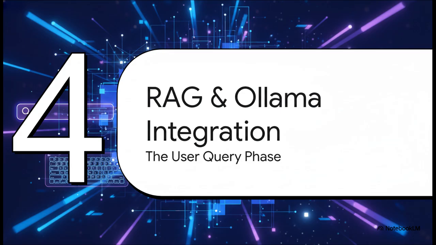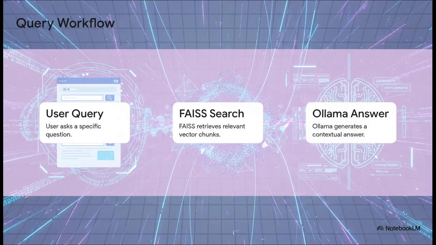All right, Section 4: RAG and Llama integration, the user query phase. Let's map out the actual microprocess of a live search happening in real time. It happens in 3 really swift steps. First, the user asks a question of interest through the web user interface. Second, the system immediately translates that question into a vector, and our librarian, FAISS, retrieves the most relevant document chunks based on their semantic similarity.